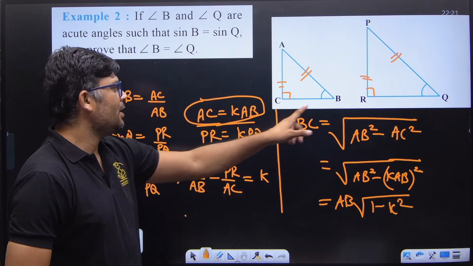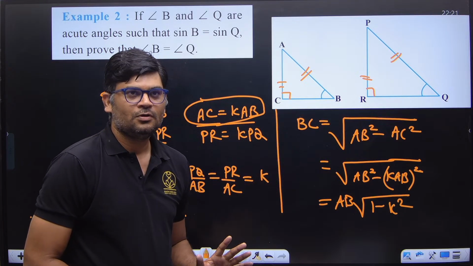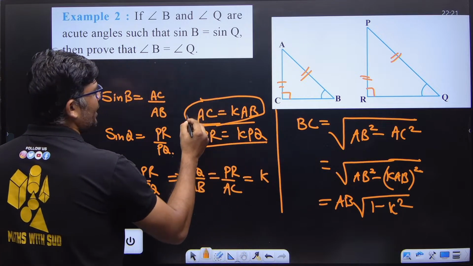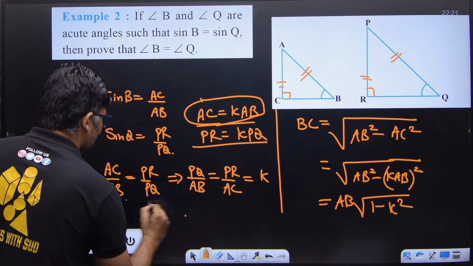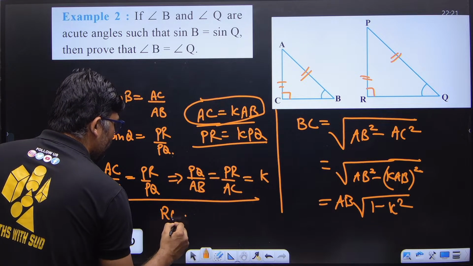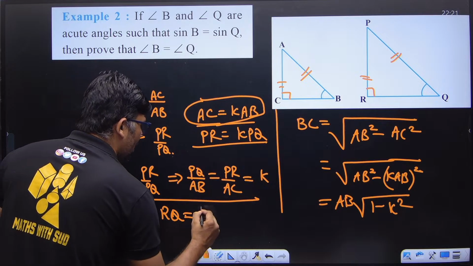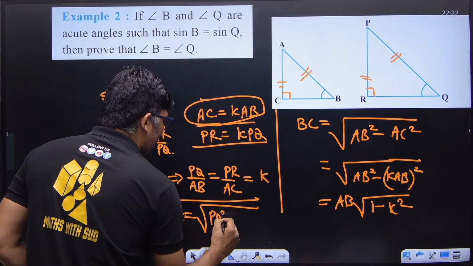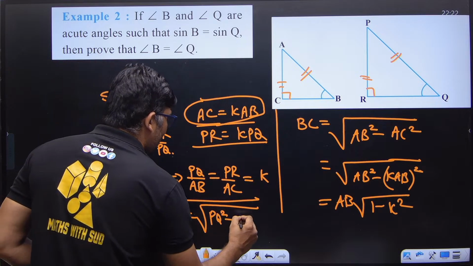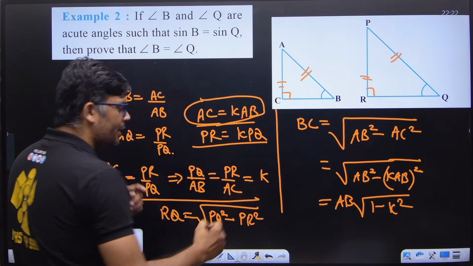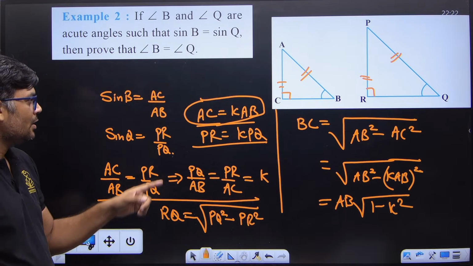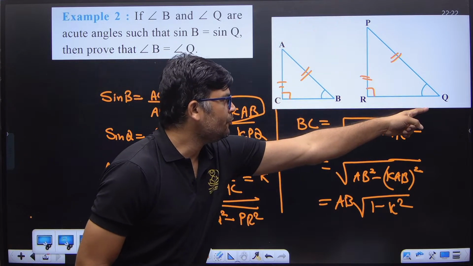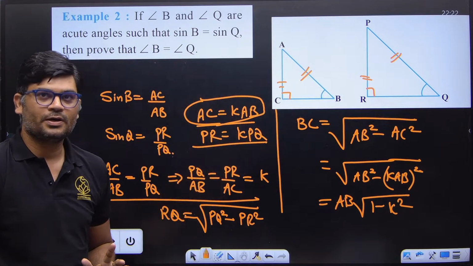Now let us find out RQ. I can write in the same manner. RQ is going to be under root of PQ square minus PR square. Are you getting it?